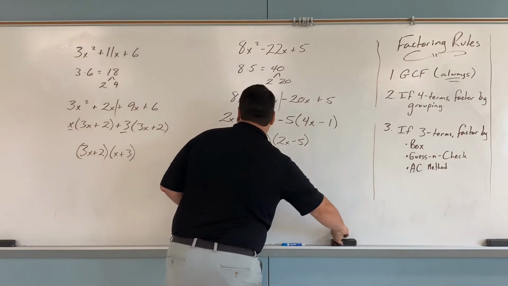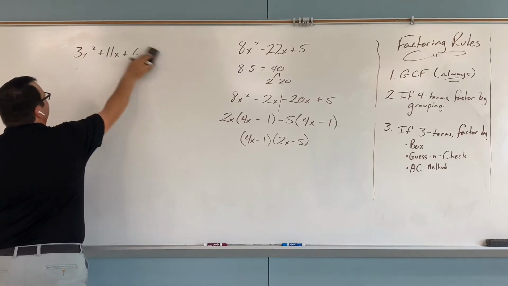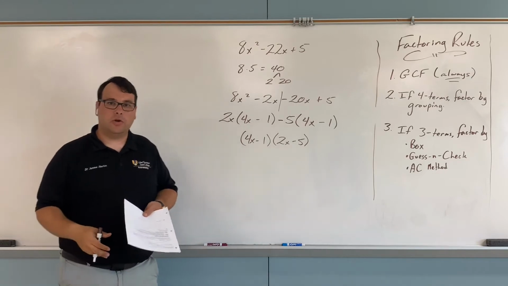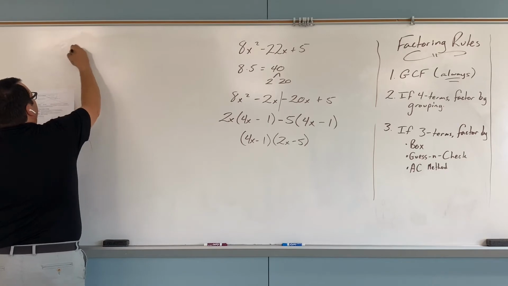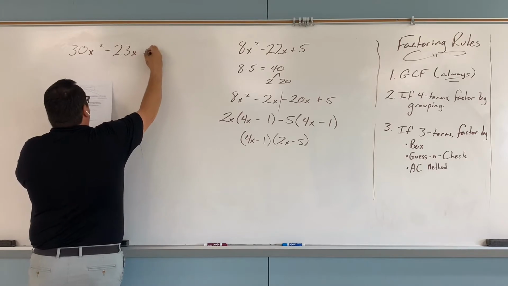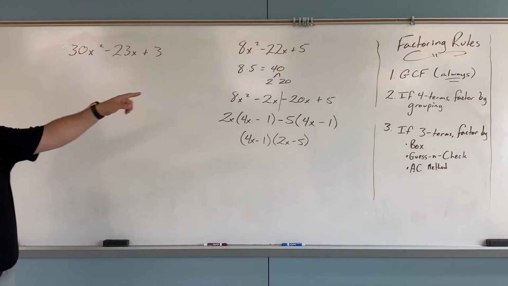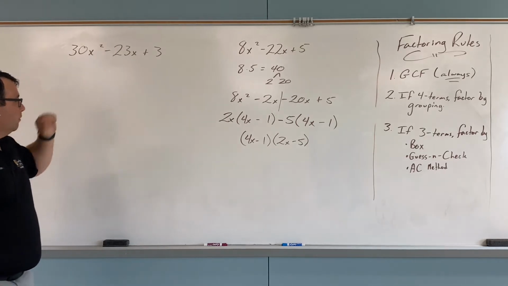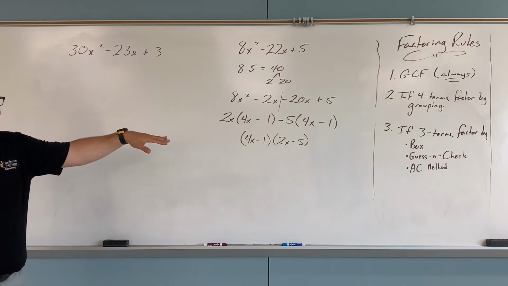Again, this is really extending our discussion on factoring. So some of these problems may be repetitive to what you've already done in your notes. However, I don't believe we've covered this problem. So this is 30x squared minus 23x plus 3. Now, go through the process. Do we have a GCF? I don't see one. Is it 4 terms? No. Is it 3 terms? Yes.